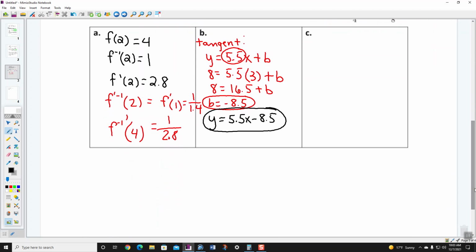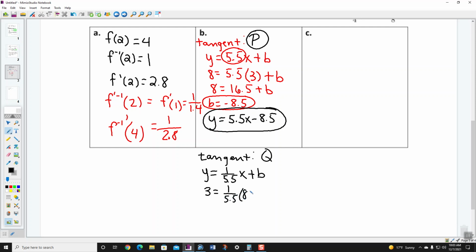I should write down that the first one was a tangent for which point, kids? Okay, so let's do the tangent for Q right down here. I'm going to say y equals 1 over 5.5. Do we understand that slope 1 over 5.5 now? Does that make a little better sense than what we were looking at in the table? 1 over 5.5 times x plus b, given which point to plug in for x and y? (8, 3) says when x is 8, y is 3. So here we go: 1 over 5.5 times 8 plus b.